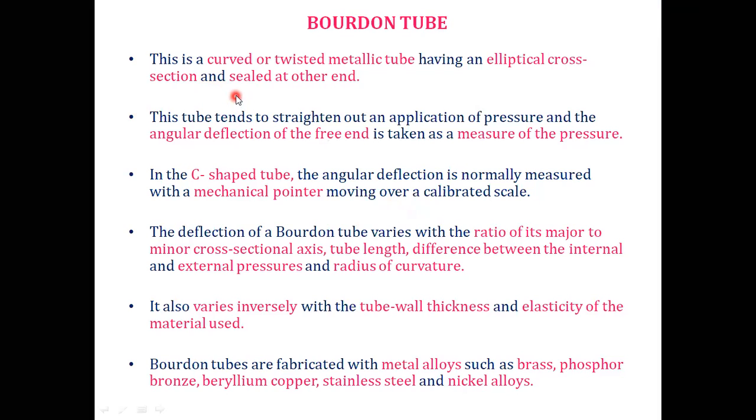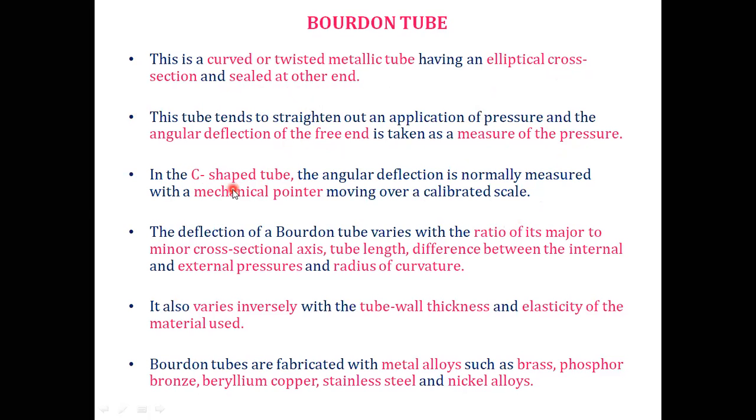Bourdon tube. This is a curved or twisted metallic tube, a pressure measurement device like a corrugated diaphragm type. It is a curved or twisted metallic tube having an elliptical cross section and sealed at the other end. This tube tends to straighten out on application of pressure, and the angular deflection of the free end is taken as the measurement of the pressure.